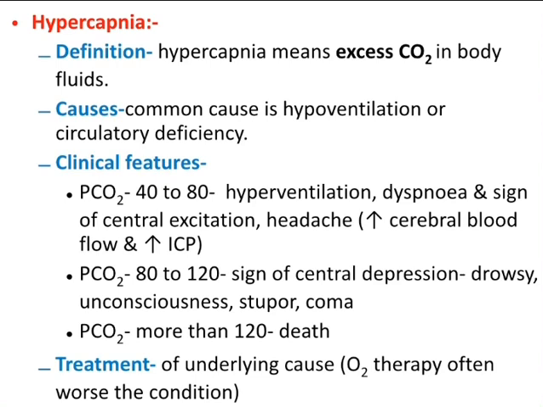When partial pressure of carbon dioxide remains between 80 to 120 millimeter of mercury, it shows clinical features of central depression: drowsiness, unconsciousness, stupor and coma. And when partial pressure of carbon dioxide becomes more than 120 millimeter of mercury, it leads to death. If we talk about treatment, we have to treat the underlying cause which leads to accumulation of carbon dioxide. Oxygen therapy often worsens the condition because carbon dioxide keeps on accumulating. So first we have to remove that.